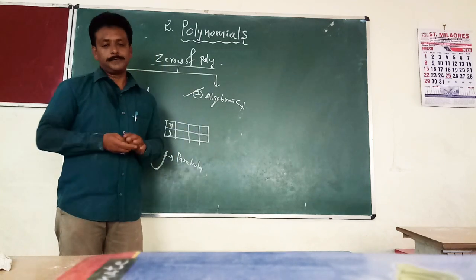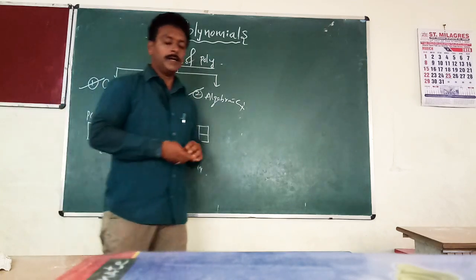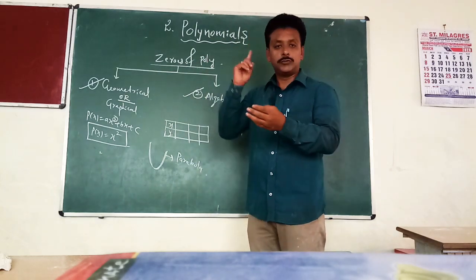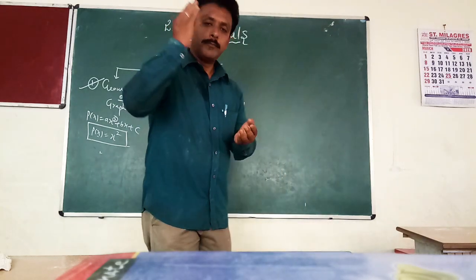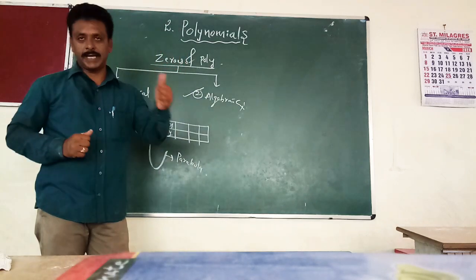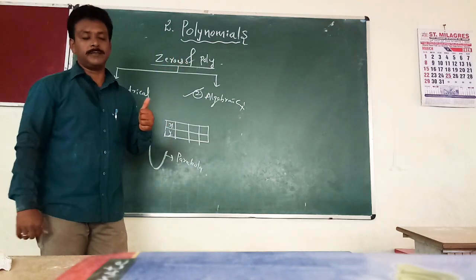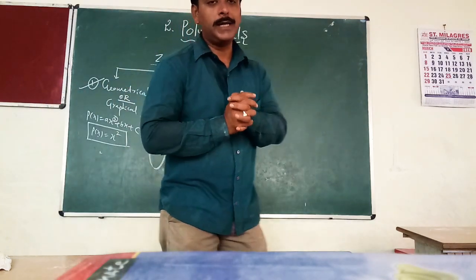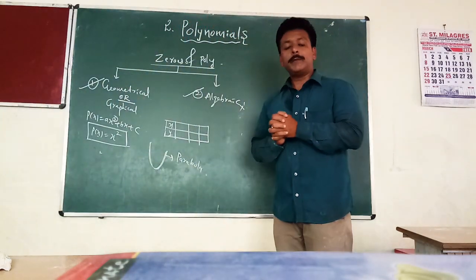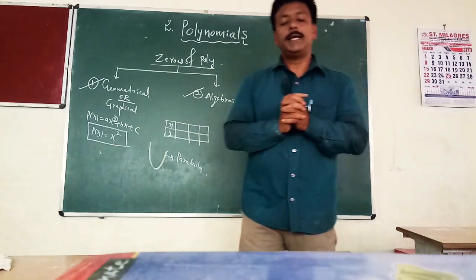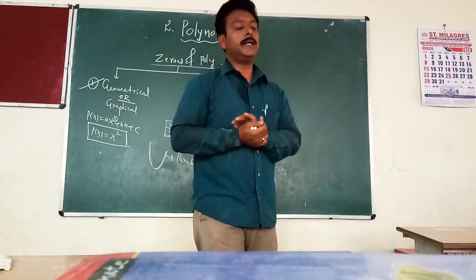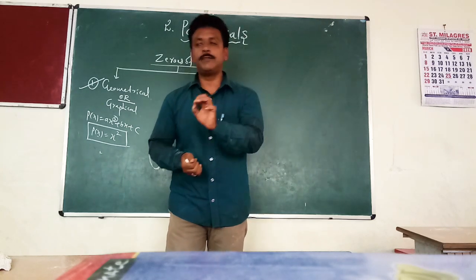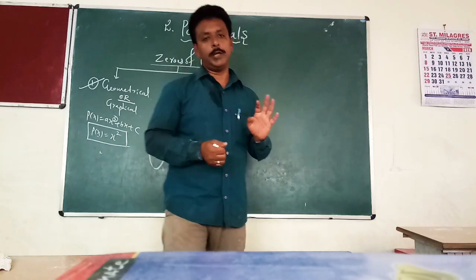In the second part, yesterday's part, we discussed a little bit about the solution of a polynomial p of x at constant k. Yesterday we also discussed zeros of the polynomial. On the basis of zeros of the polynomial, I said in the second part that the number of zeros of a polynomial is always equal to the degree of the polynomial.